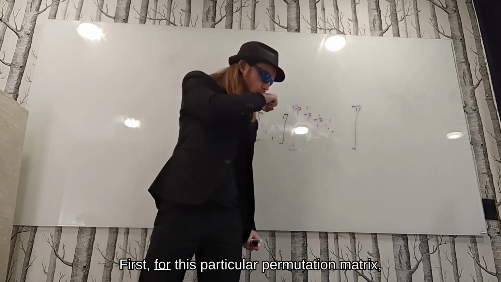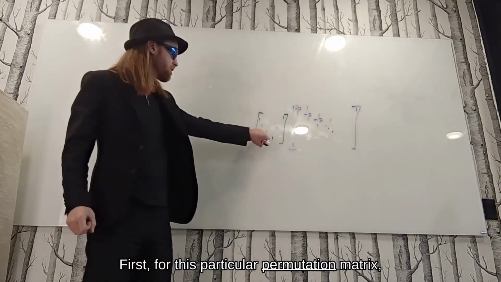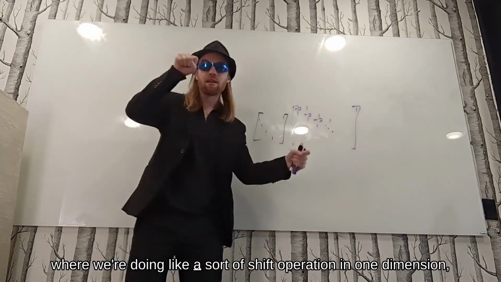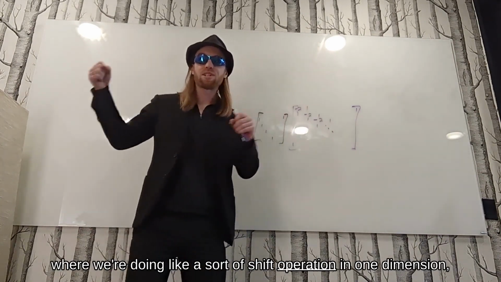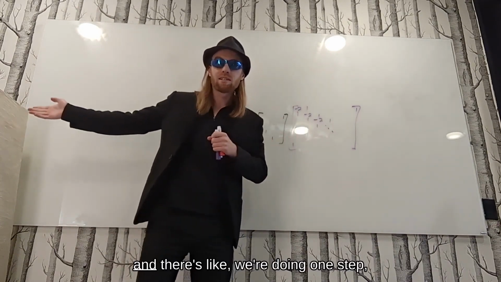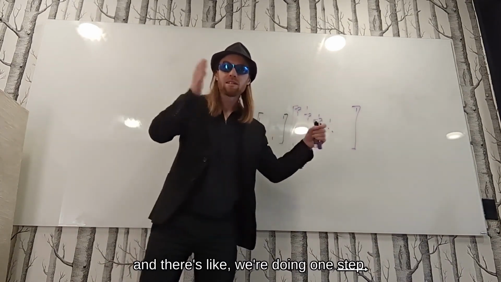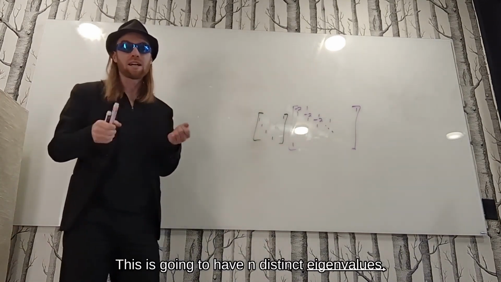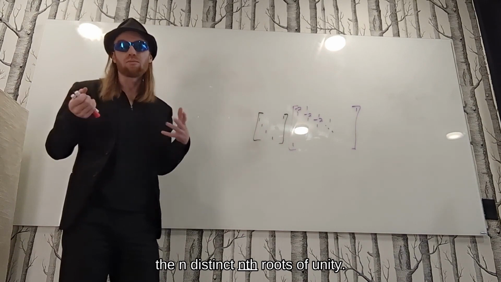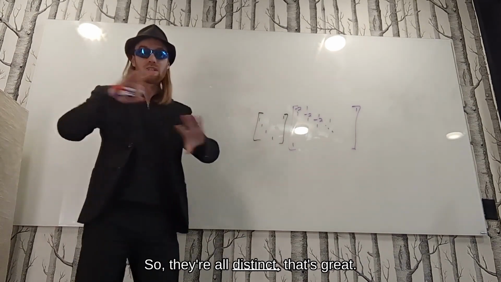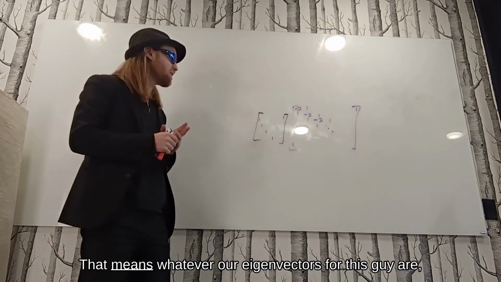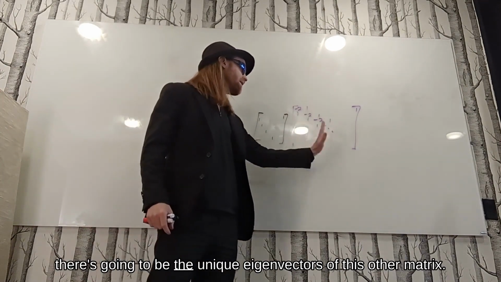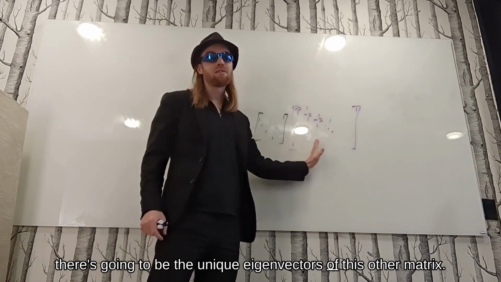First, for this particular permutation matrix, or generally permutation matrices in this family, where we're doing a shift operation in one dimension, and you do one step, you do it n times, you get back to the beginning, this is going to have n distinct eigenvalues, the n distinct nth roots of unity. So they're all distinct. That's great. That means whatever our eigenvectors for this guy are, those are going to be the unique eigenvectors of this other matrix.